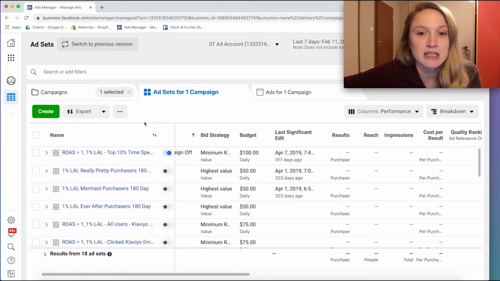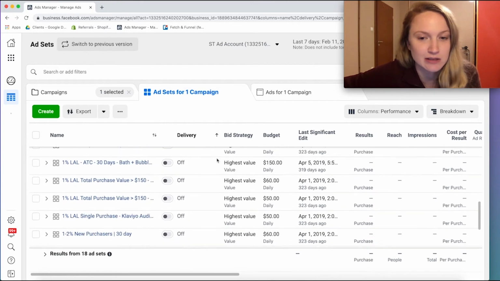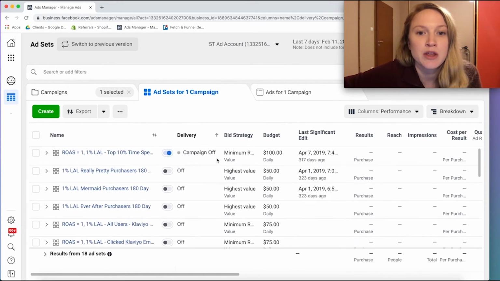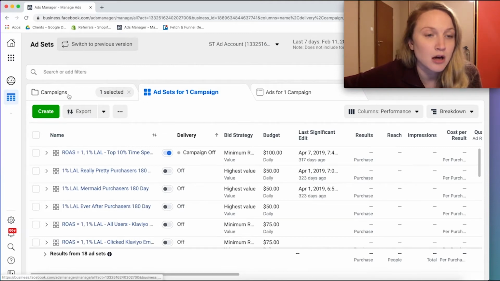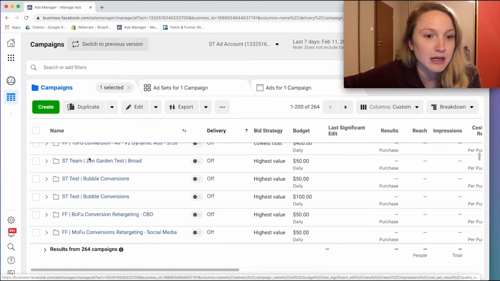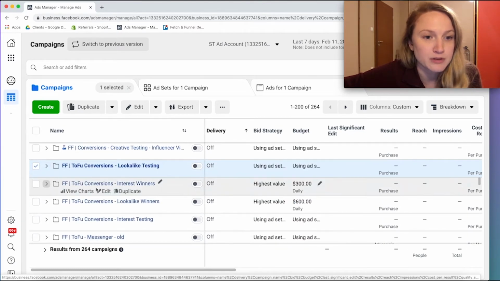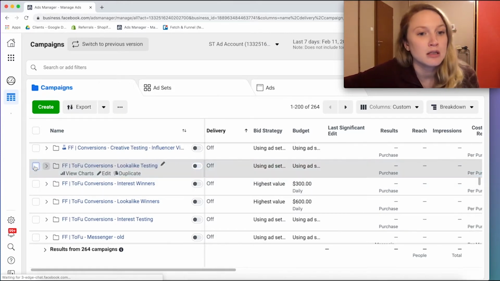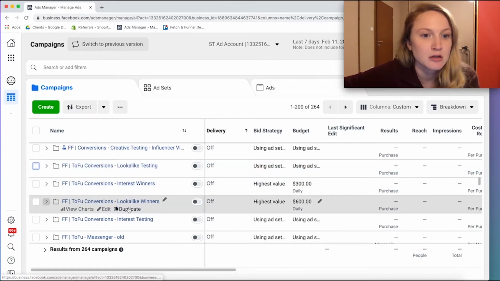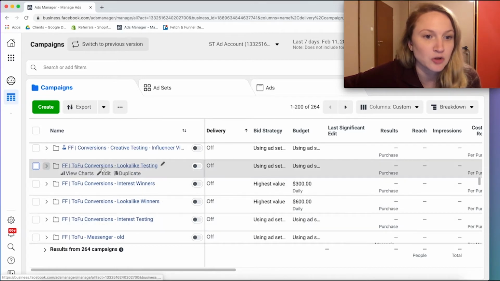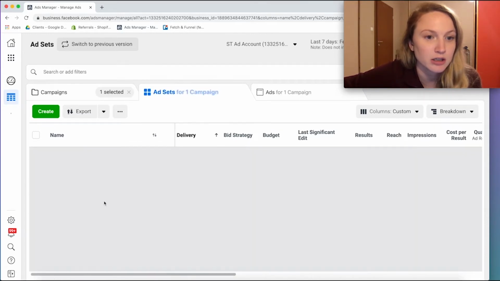So this was the testing campaign for lookalikes. We tested tons of stuff in here. And essentially the way that we worked it was when we found an ad set that was doing well, we took it out of the testing campaign and put it into the winners campaign. Same thing for the interest. So we looked at lookalike testing, let's go ahead and look at lookalike winners.